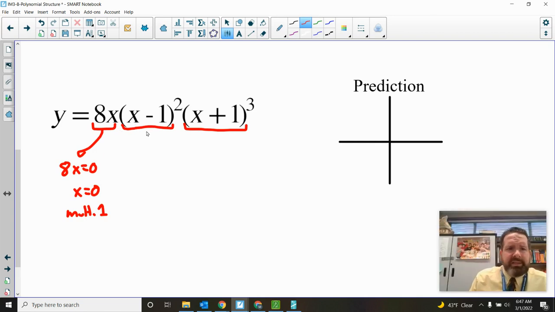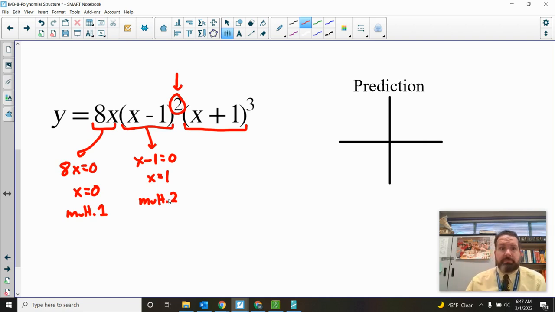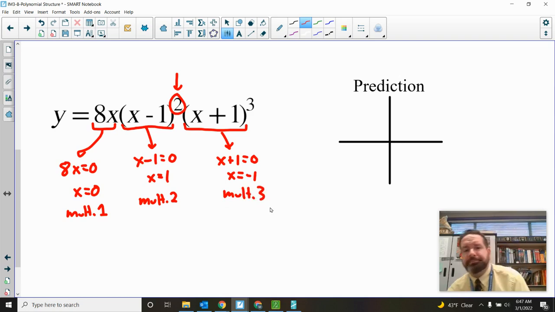Next, let's find the root from this factor. So if x minus 1 is equal to 0, that means x is equal to positive 1. Okay, this exponent means that this factor appears 2 times. Therefore, at x equals 1, this actually is a multiplicity of 2. Don't overcomplicate it. Multiplicity is just the same as the exponent. And then lastly, if x plus 1 equals 0, that's the factor, then the root is x equals negative 1, and this has a multiplicity of 3.